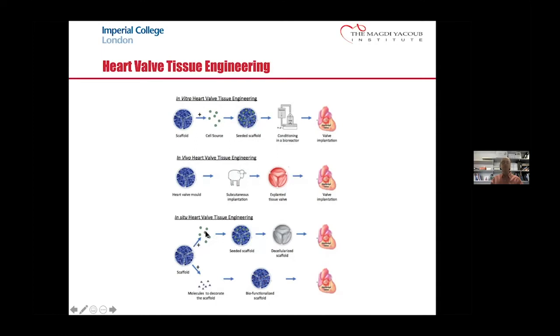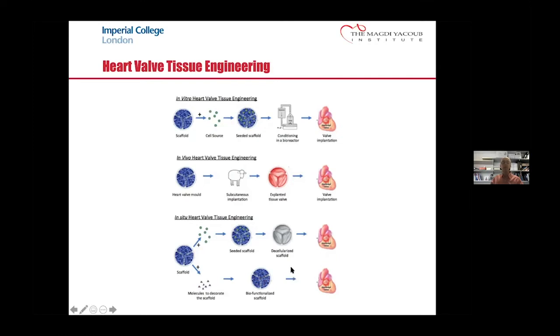a scaffold which is cellularized, then decellularized, so you get the cells to lay down extracellular matrix onto your scaffold, which is then implanted, or you take a scaffold which either is or isn't decorated with biomolecules to make cells recognize certain integrin-like molecules or peptides that will confer cellularization by desired cell phenotypes. And this then biofunctionalized scaffold is then implanted.